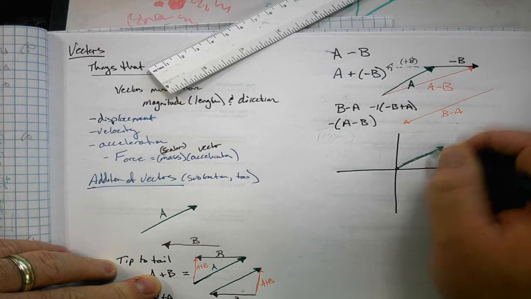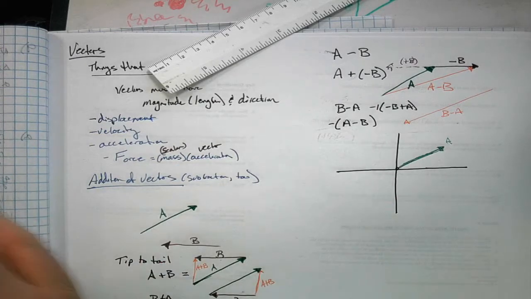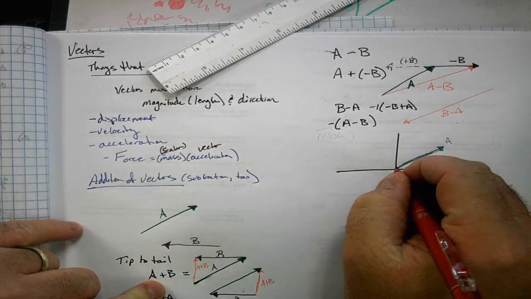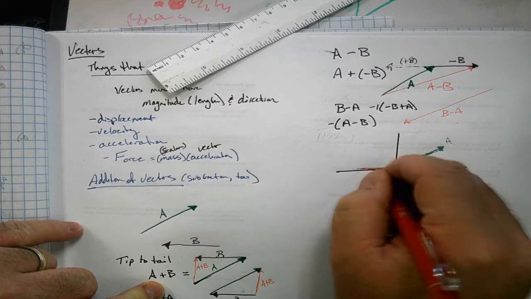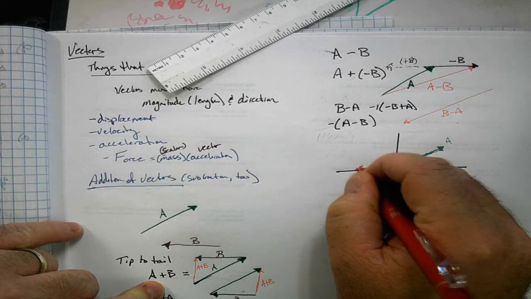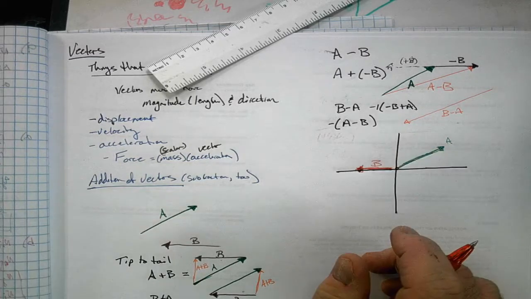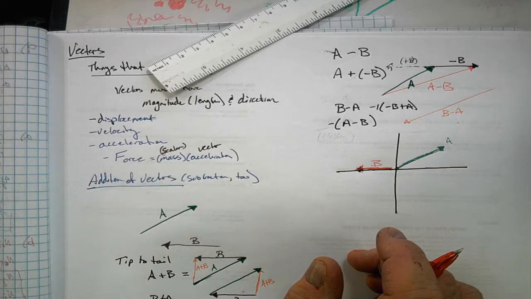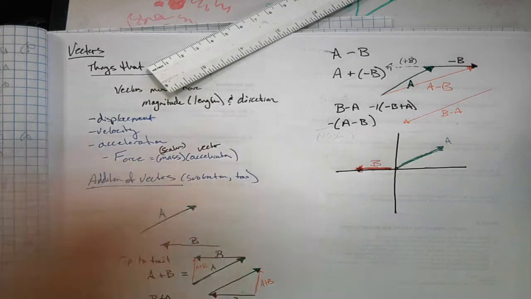Okay, so here's our vector A again. And B. I'm drawing it above the axis just so you guys can see it. And that's B. And these vectors are represented on here by their endpoints.